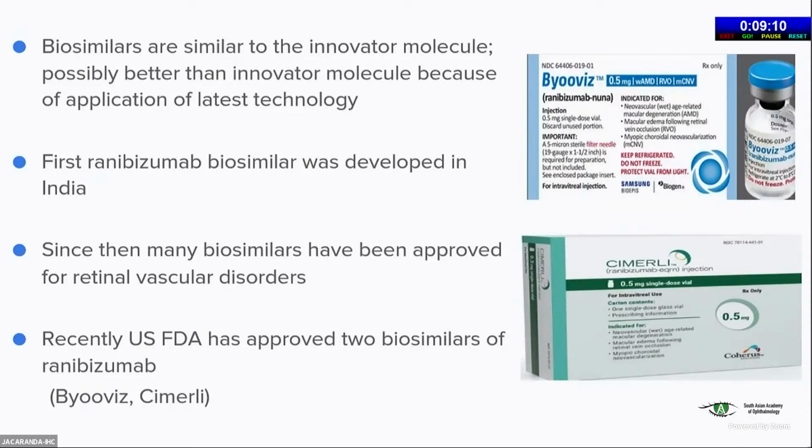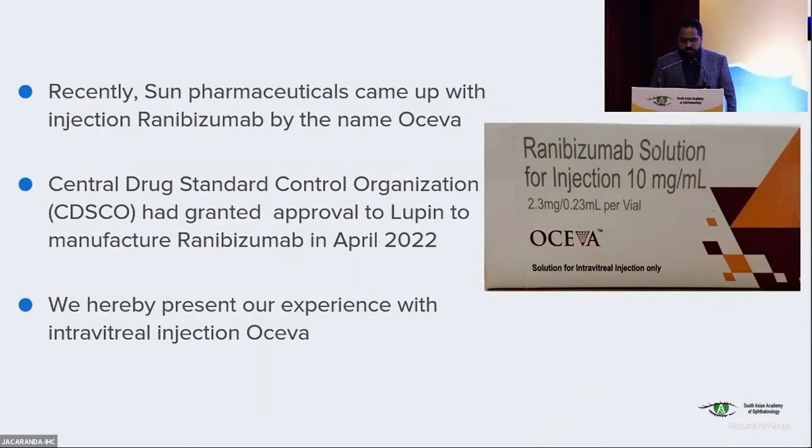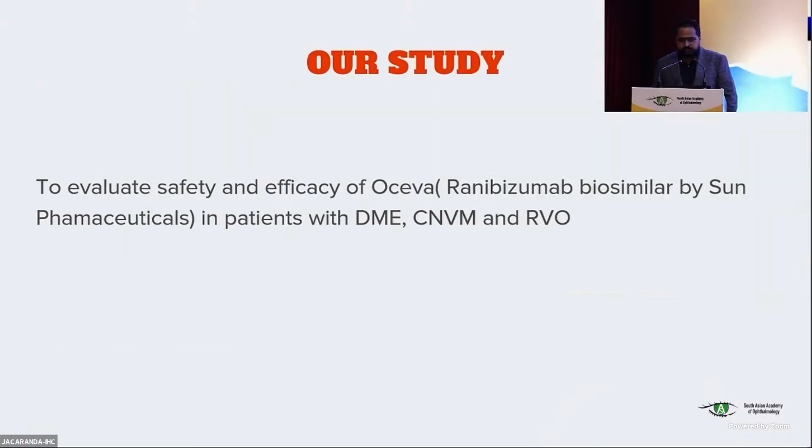The first ranibizumab biosimilar was developed in India. Since then, many biosimilars have been approved for retinal vascular diseases. Recently in the US also, the FDA has approved 2 biosimilars, Byooviz and Cimerli, for commercial use. So the topic which I'm going to talk about is Osiva. Osiva is a ranibizumab biosimilar made by Sun Pharmaceuticals. The CDSCO granted approval in April 2022. We hereby present our experiences with Osiva.